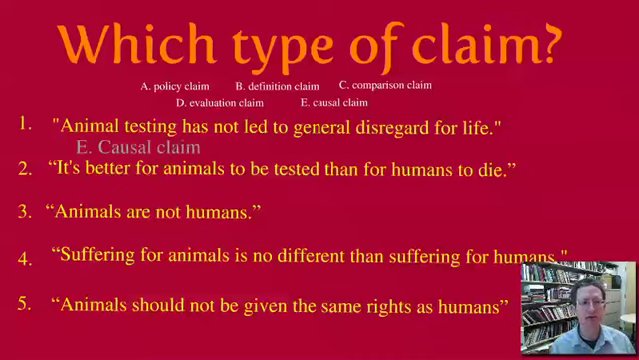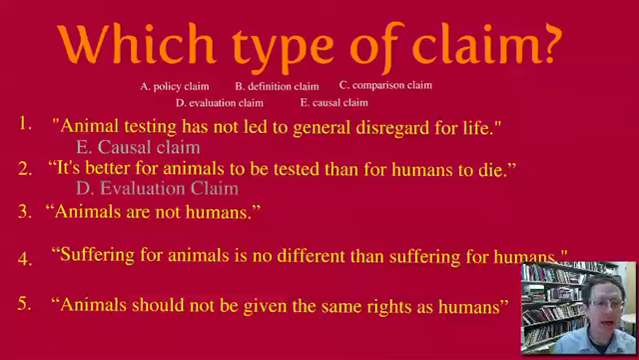All right, here are the answers. Number 1, animal testing has not led to general disregard for life. Led to, right? Influenced, caused, brought about. That is a causal claim. Number 2, it's better for animals to be tested than for humans to die. Better, right? Immediately that suggests there's some standard involved there. Therefore, this is an evaluation claim. Animals are not humans. Which one of these claim types had to do with saying what things are or are not? That would be definition claim.